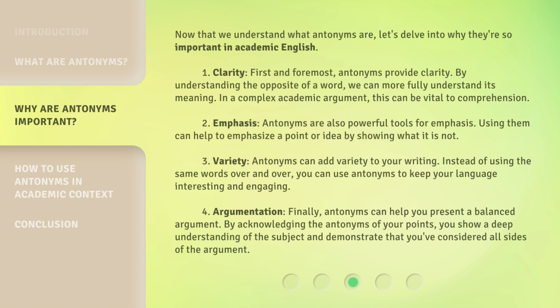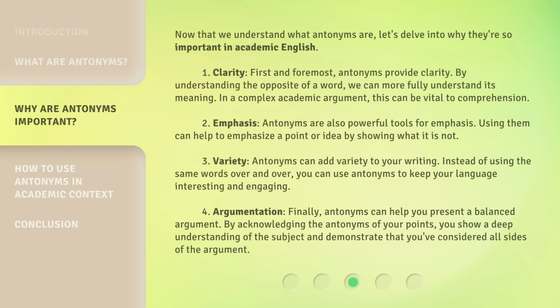2. Emphasis. Antonyms are also powerful tools for emphasis. Using them can help to emphasize a point or idea by showing what it is not. 3. Variety. Antonyms can add variety to your writing. Instead of using the same words over and over, you can use antonyms to keep your language interesting and engaging.